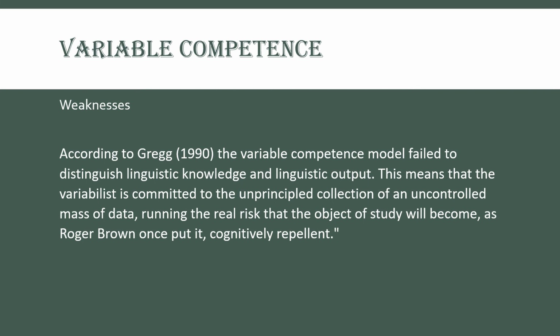Its weakness, according to Gregg, 1990, is that the variable competence model failed to distinguish linguistic knowledge and linguistic output. This means that the variablist is committed to the unprincipled collection of an uncontrolled mass of data, running the real risk that the object of study will become, as Roger Brown once put it, cognitively repellent.